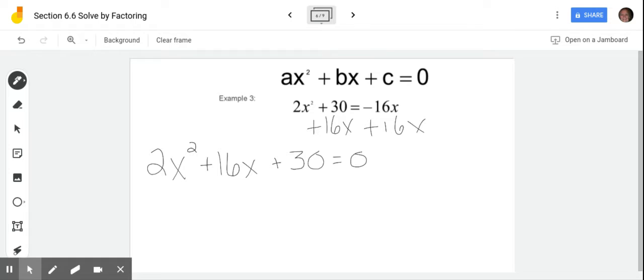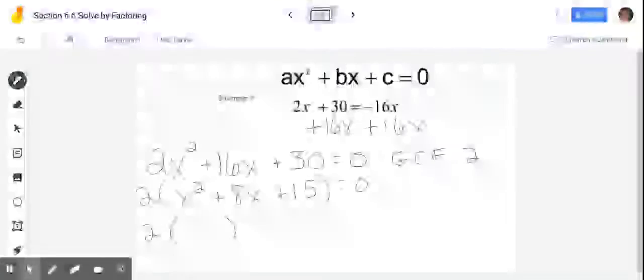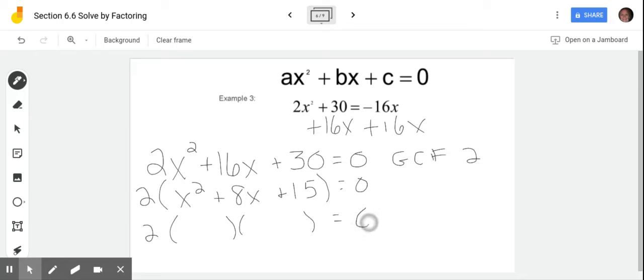So now the next step is, do we have a GCF? We do. We have a GCF of 2. So I'm going to take that 2 out, and I'm left with x squared plus 8x plus 15 equals 0. So now I need to find my factors for x squared plus 8x plus 15. Well, two numbers that multiply to 15 and add to positive 8 are 3 and 5. So x plus 3, x plus 5.